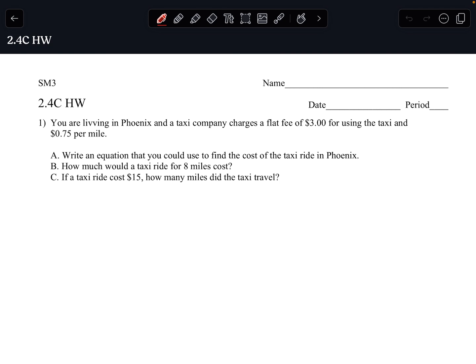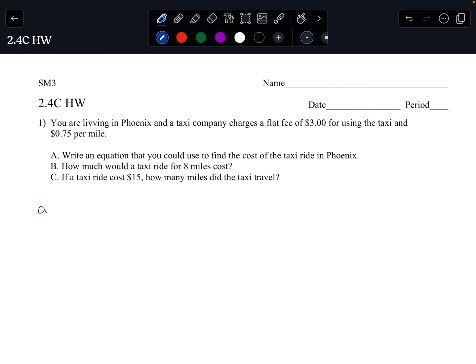Starting off here, you are living in Phoenix and a taxi company charges a flat fee of $3 for using the taxi and 75 cents per mile. Write an equation that you could use to find the cost of the taxi ride in Phoenix. So starting with A.